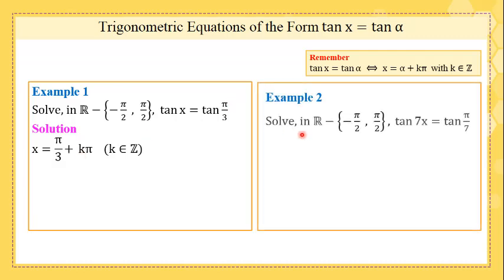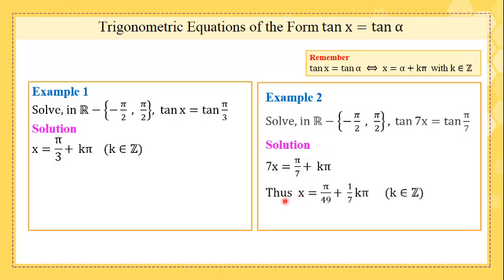Take the second example. Solve in the same domain of definition. Tangent 7x equals tangent pi over 7, then 7x equals pi over 7 plus k pi. Divide the equation by 7, then x equals pi over 49 plus 1 over 7 k pi, and k belongs to Z.